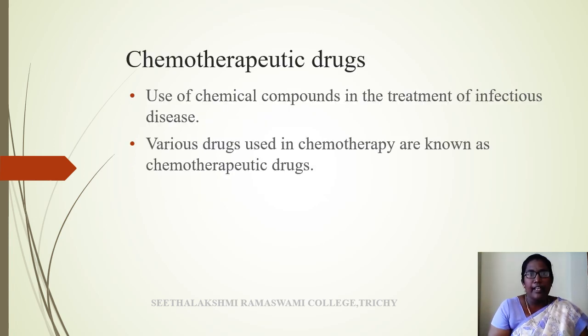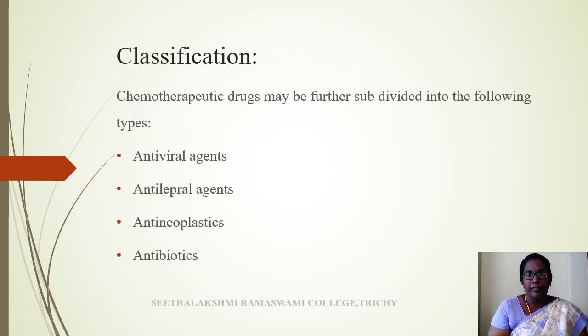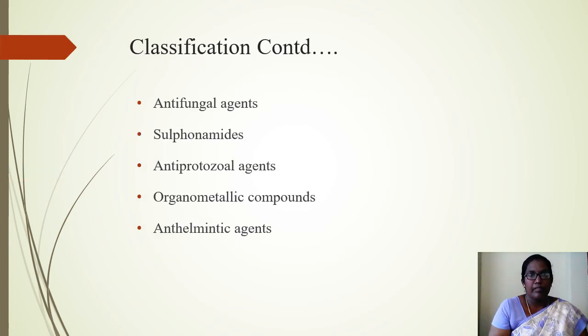Chemotherapeutic drugs are the use of chemical compounds in the treatment of infectious disease. A person is getting infected by some type of disease. This type of disease can be treated using a variety of drugs. Those drugs are called chemotherapeutic drugs. Various drugs used in chemotherapy are known as chemotherapeutic drugs. Chemotherapeutic drugs may be further subdivided into the following types: antiviral agents, anti-leprosy agents, anti-neoplastic agents, antibiotics, antifungal agents, sulfonamides, antiprotozoal agents, organometallic compounds, and antihelminthics. This classification is based on the root cause of the disease. So in this video, we are going to see in detail about the classification of these types of drugs.